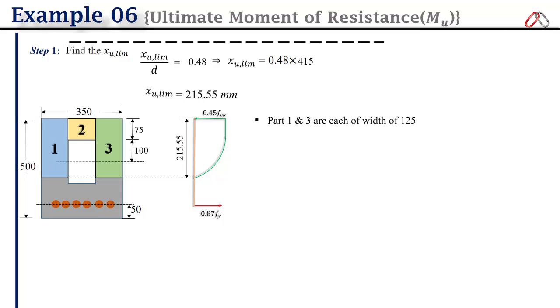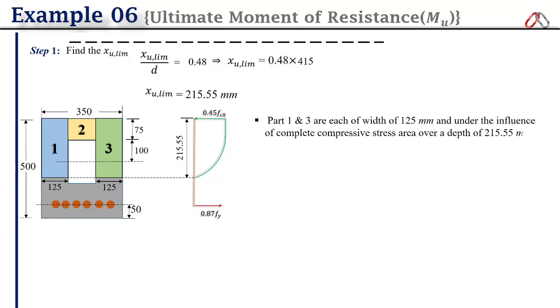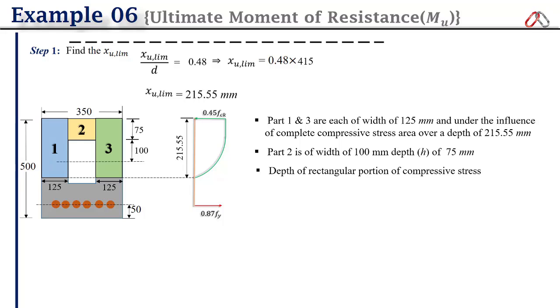Part 1 and part 3 are each 125 mm wide, and are under the influence of complete compressive stress over a depth of 215.55 mm. Part 2 has a width of 100 mm and a depth, let us assume it h, of 75 mm. So first we have to find out the depth of the rectangular portion of compressive stress. This is the complete stress block of compression.